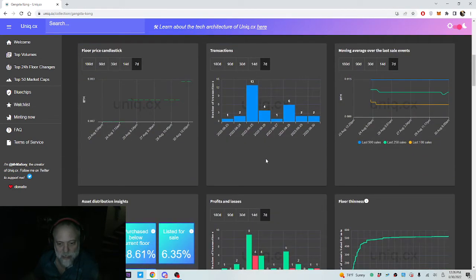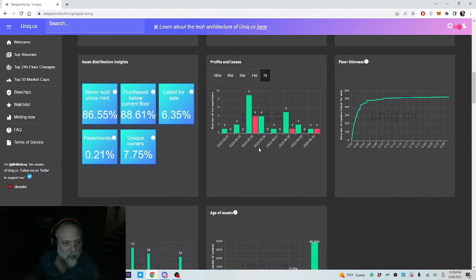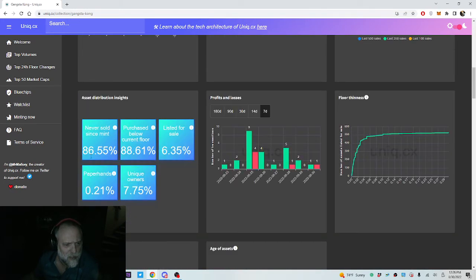So that's really nice there. We go down, we can check out: never sold since mint, 86% of all the holders haven't sold. 88%, 7.75% unique owners, that's pretty good. Check out our floors. It doesn't take us very much.